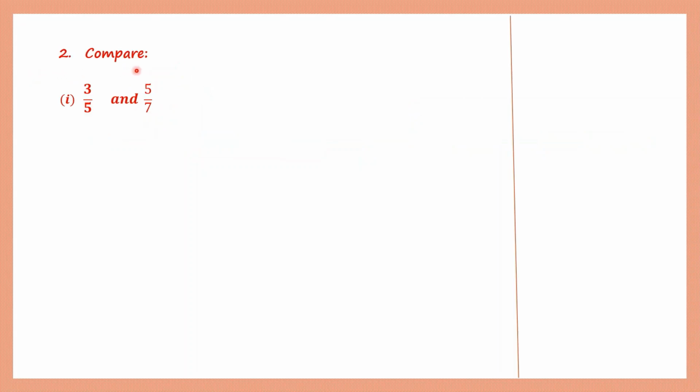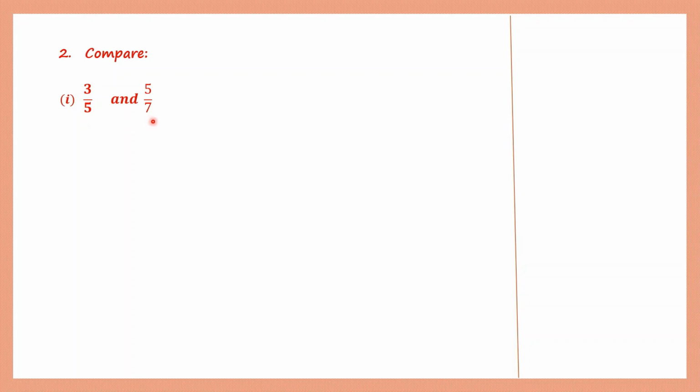Question 2, compare. So we have two fractions here. We have to compare and say which is bigger or which is smaller. Now look at the two fractions. Both are positive. Look at their denominators. One is 5, one is 7. That means these are unlike fractions.